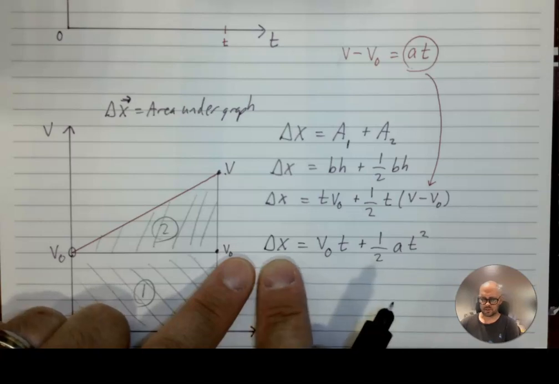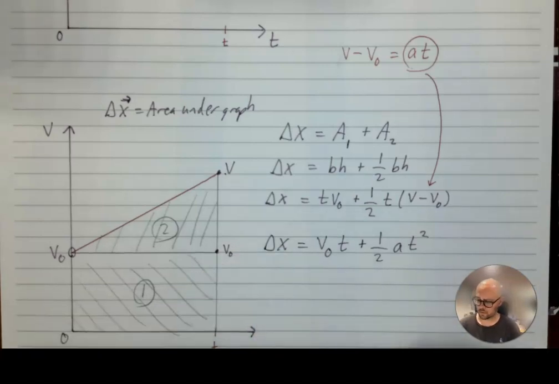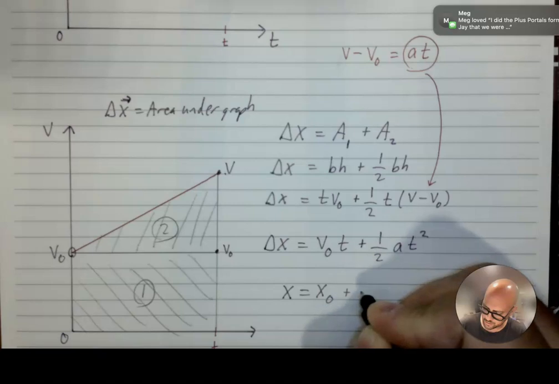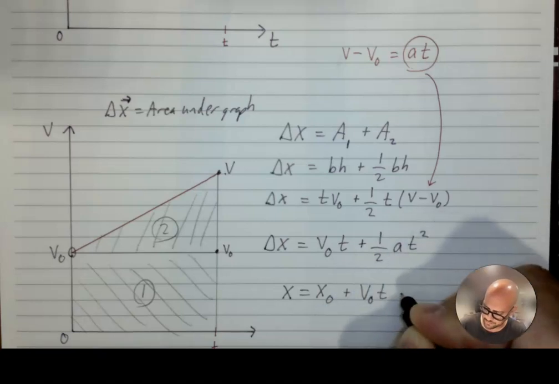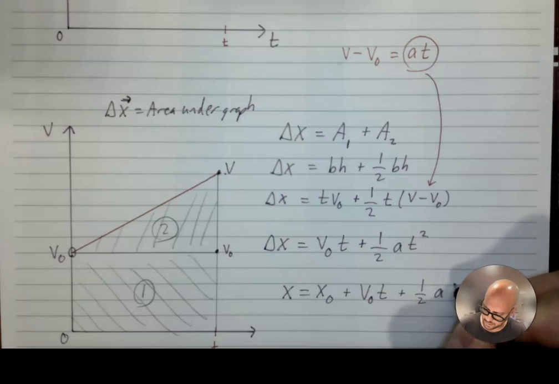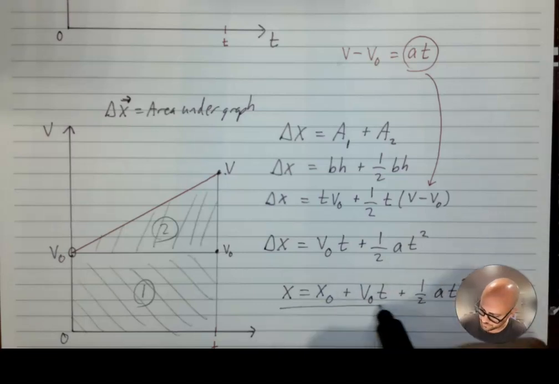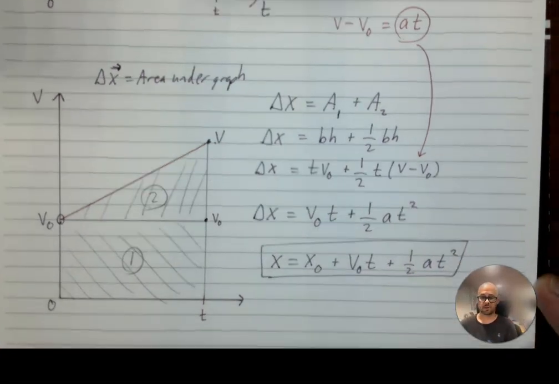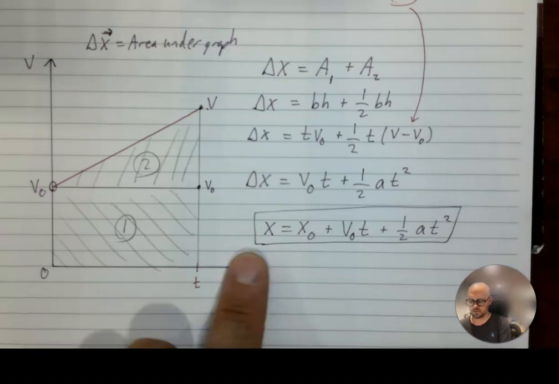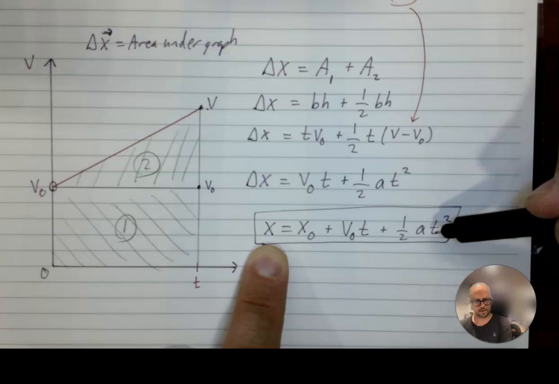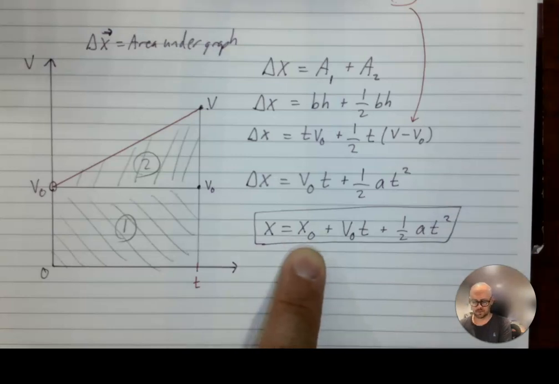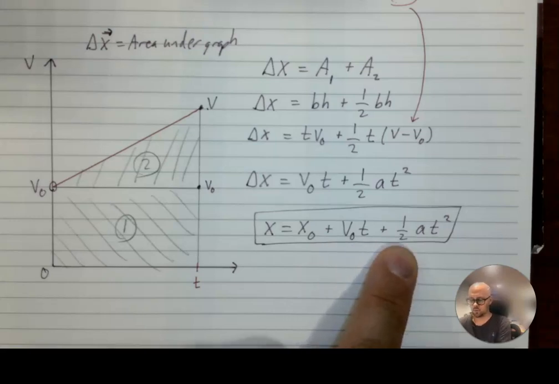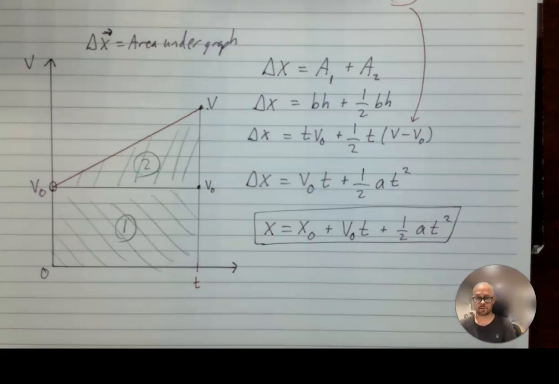Also, displacement is change in position. So a rearranged form that's in your equation sheet is x equals x naught plus v naught times time plus 1/2 at squared. This is something that I refer to as the second kinematics equation. It's also known as the position function. So the way it reads is the position of an object moving with constant acceleration is equal to its initial position plus its initial velocity times the amount of time it's moved plus 1/2 the acceleration times time squared.